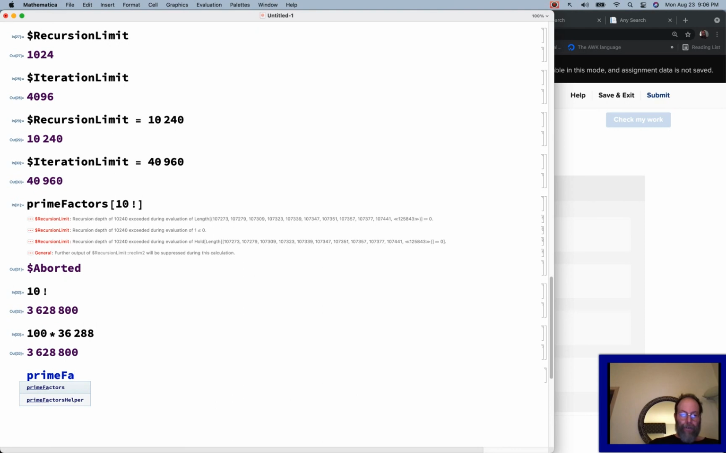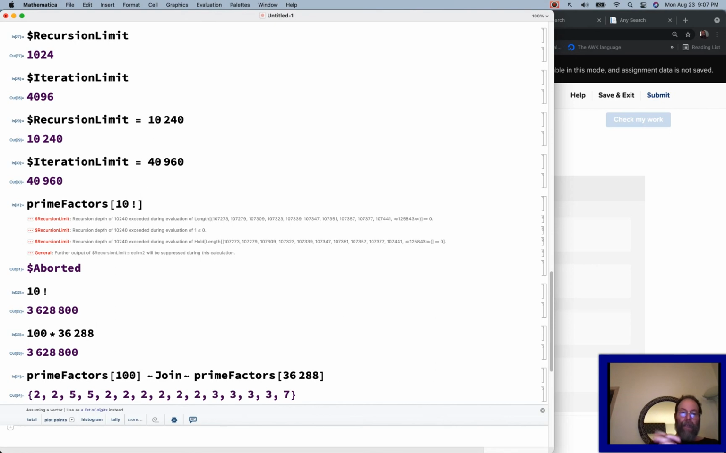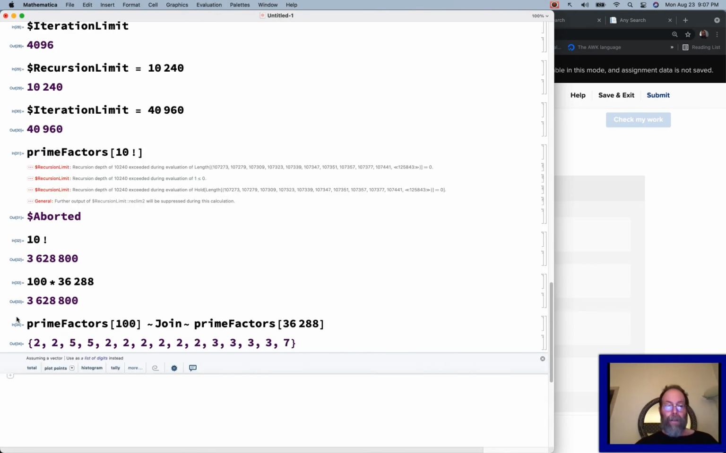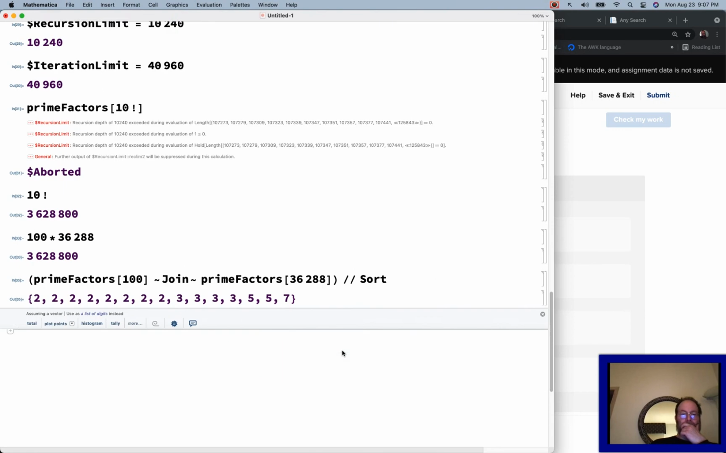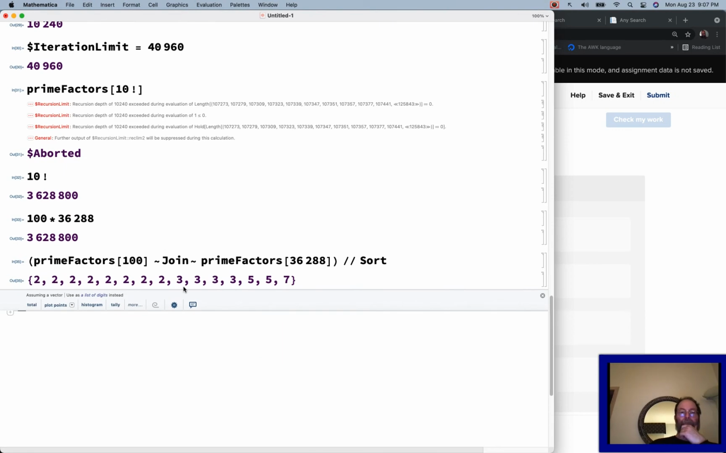So why don't we do this? Prime factors 100. Prime factors 36,288. And that was pretty easy. Now, why don't we just sort the whole thing? Let's sort it. So we have 2, 3, 5, and 7.